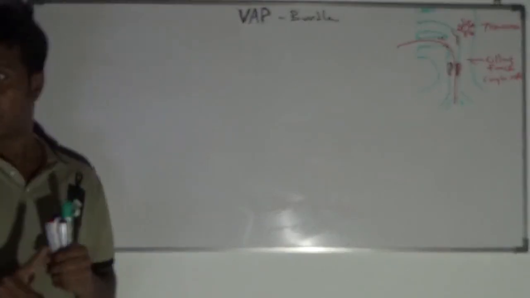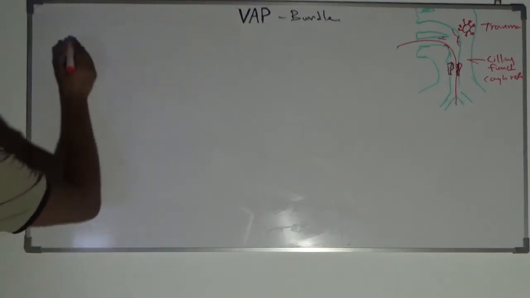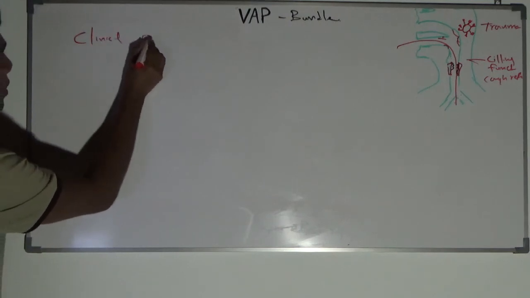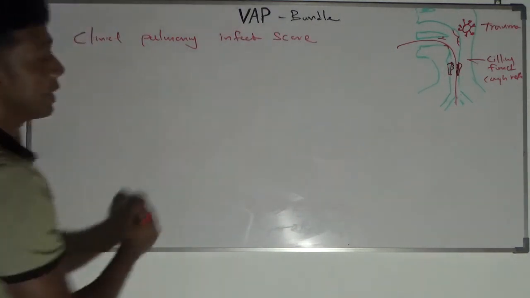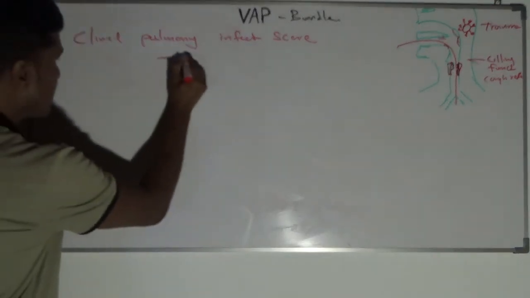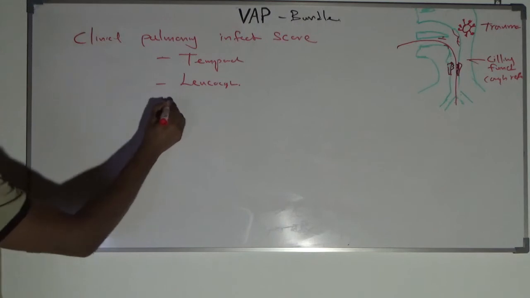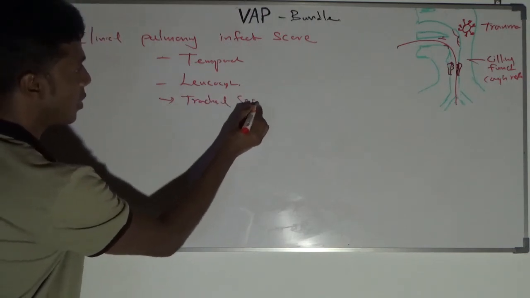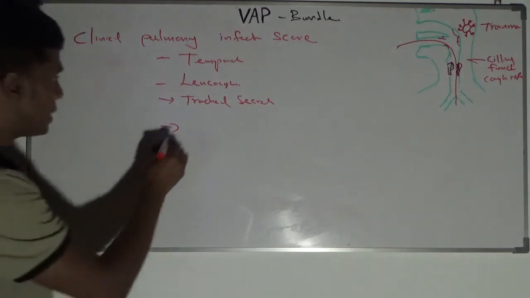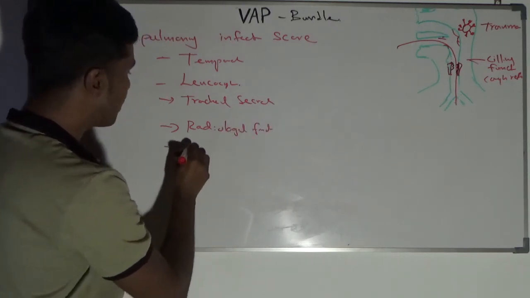there are several scoring systems to identify ventilator associated pneumonia. Number one is the clinical pulmonary infection score. Clinical pulmonary infection score. It includes your temperature, leukocyte count, tracheal secretions, radiological findings, and microbiological criteria.